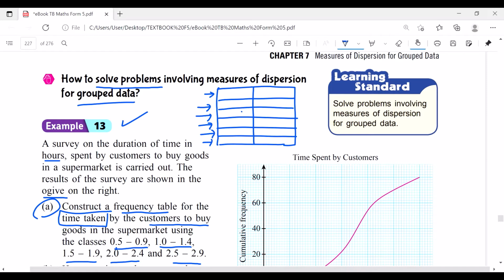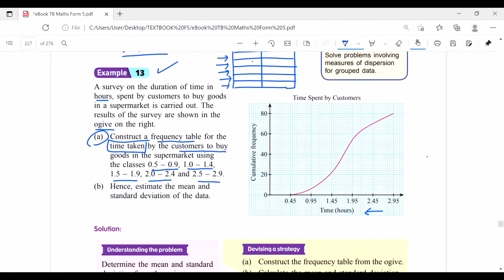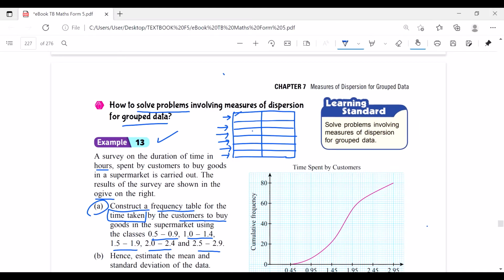And then just give the title. What is the title? The classes you can get from the graph. It is time in hours. So you just put here the time, in hours. You just put the unit here. And then the next one will be the frequency. This is the frequency, but this is the cumulative. You'll find only the frequency, not the cumulative.